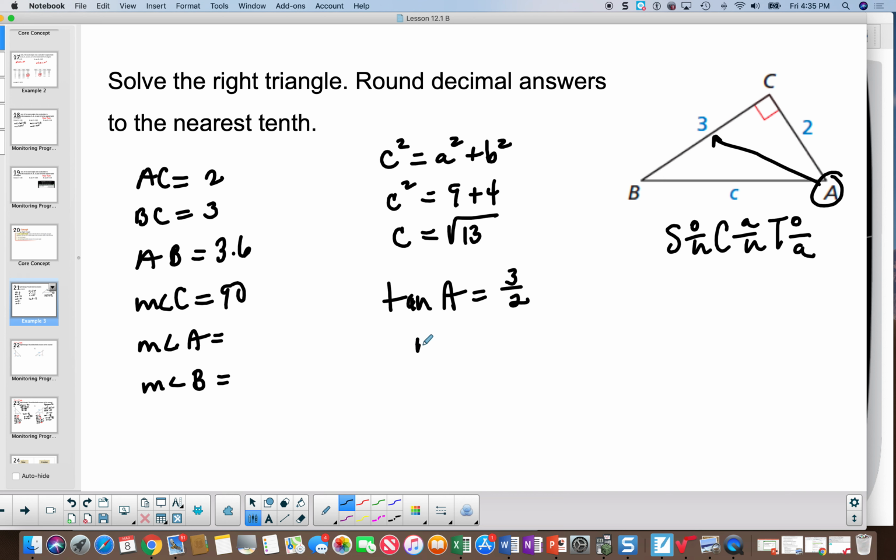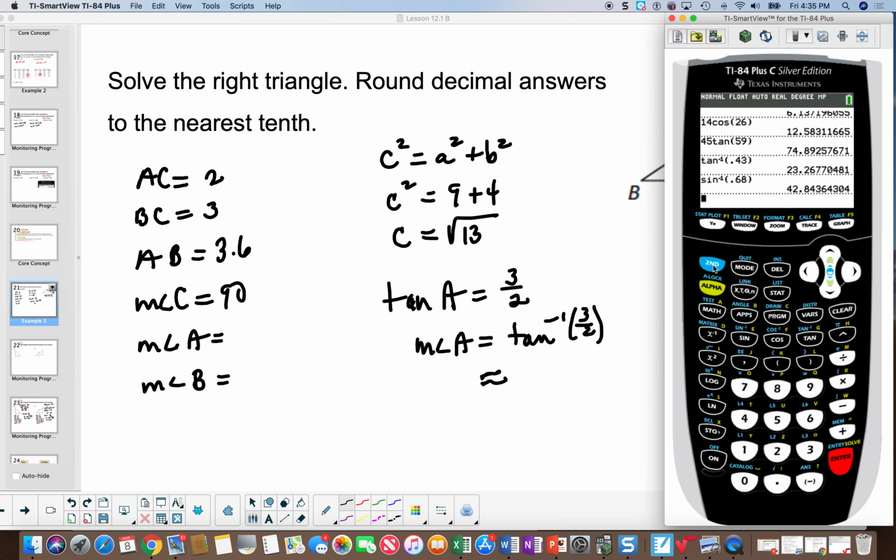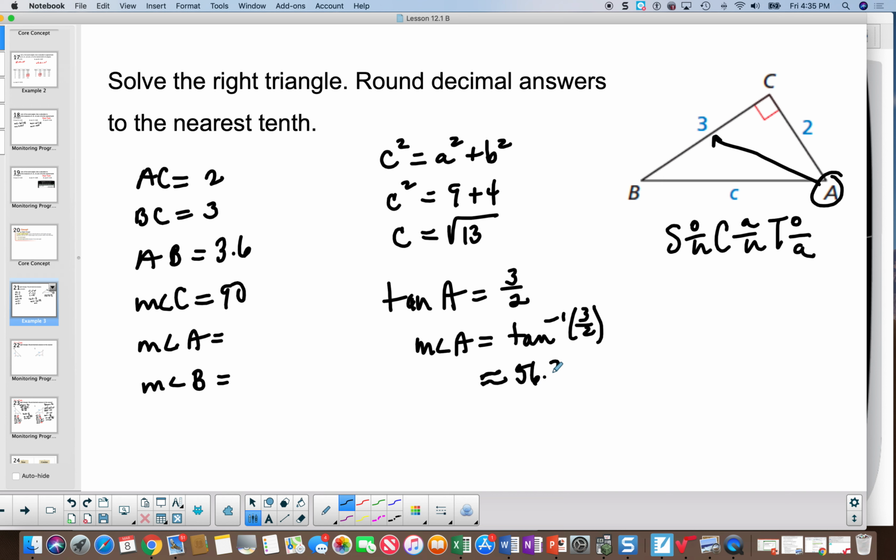And we just talked about how we find these angles. It's with tan inverse. And we're going to do approximately. So it's tan inverse. So second, tan inverse of 3 divided by 2. And enter. And this is 56.3 degrees. Okay, 56.3 degrees, which is right here.